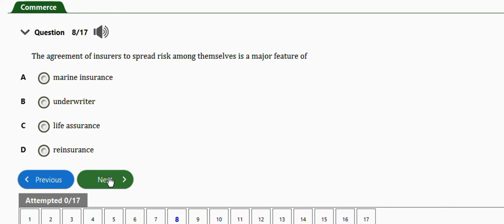Next question is this one. The agreement of insurers to spread risk among themselves is a major feature of: marine insurance, life insurance, reinsurance. So the right answer is option D, which is reinsurance.